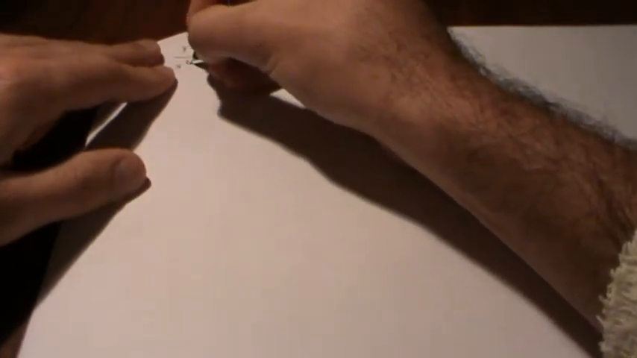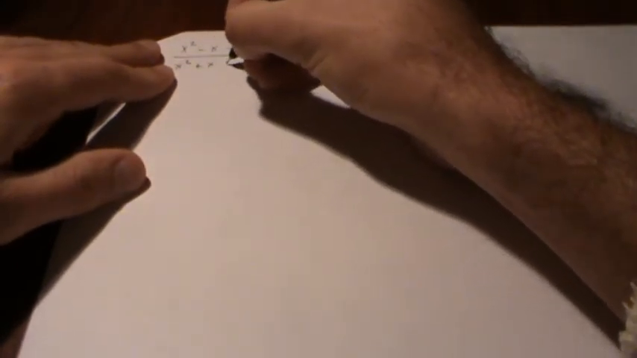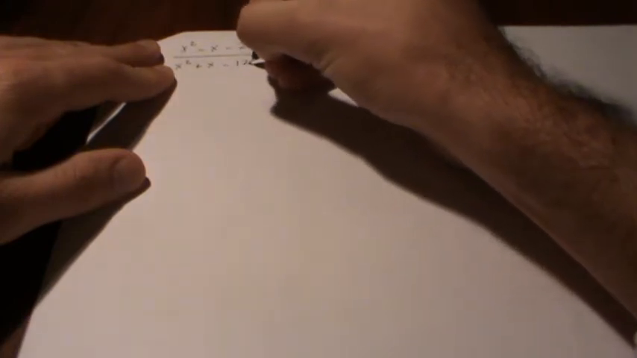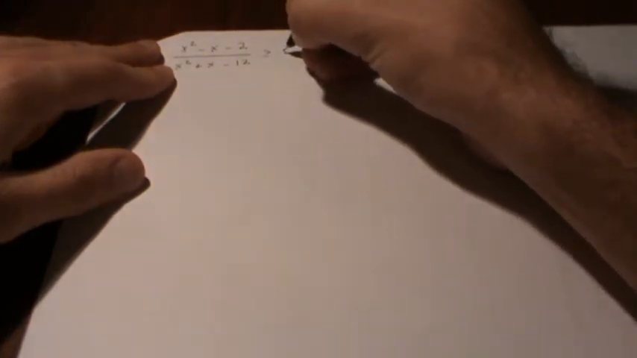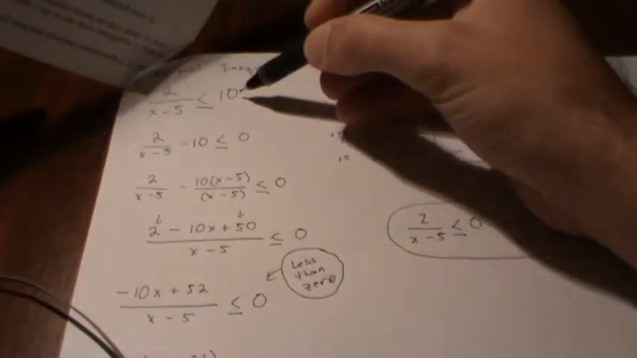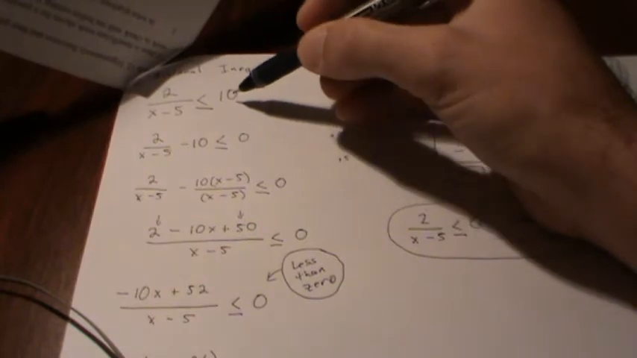Let's go with x squared minus x minus 2 divided by x squared plus x minus 12 is greater than or equal to 0. And we'll do this the exact same way, except in the previous example it wasn't already set less than 0. So we had to do that.